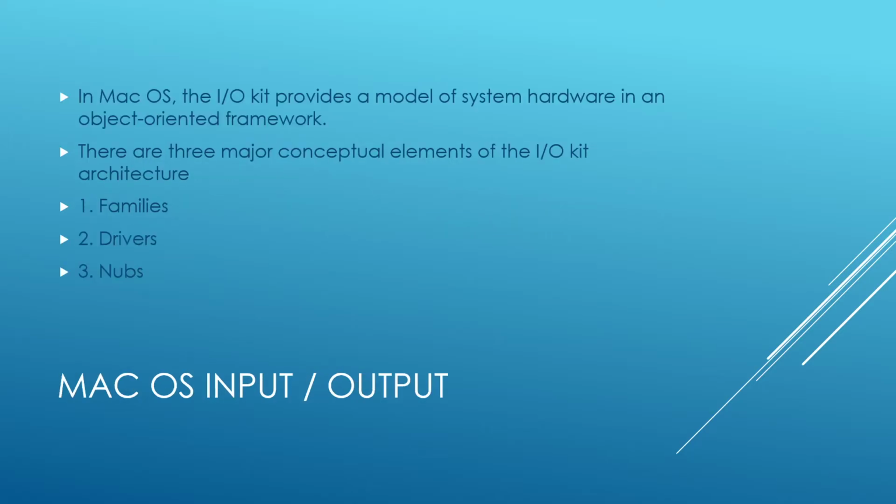And macOS input and output. In macOS, the I/O Kit provides a model of system hardware in an object-oriented framework. And there are three major conceptual elements of the I/O Kit architecture: families, drivers, and nubs.